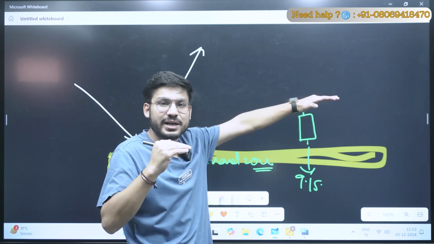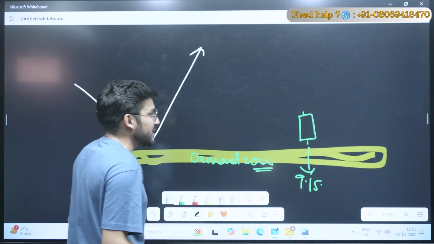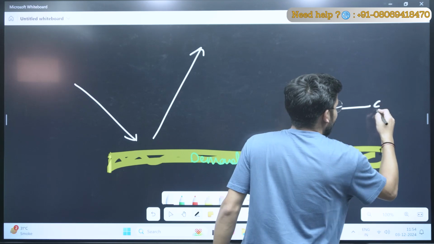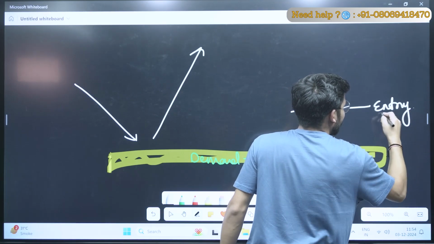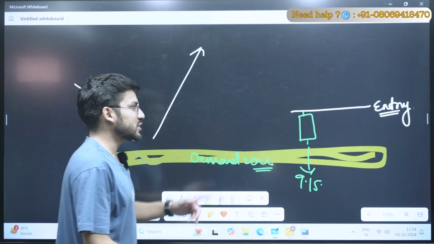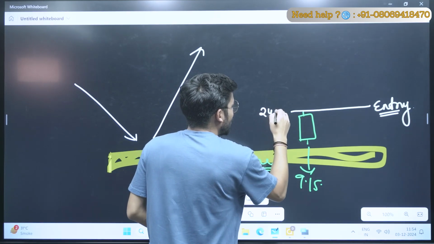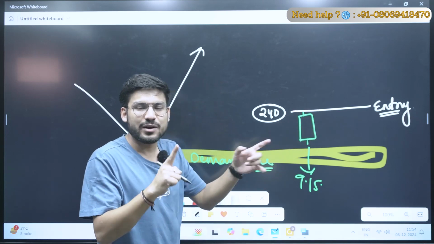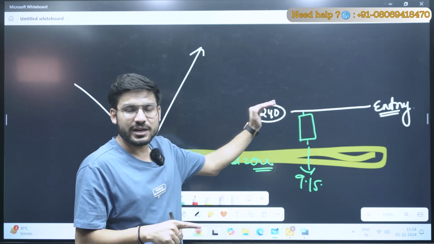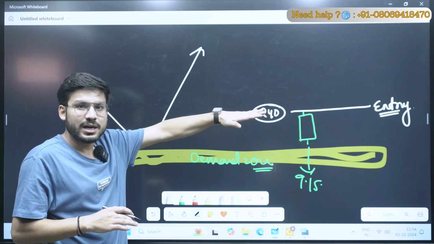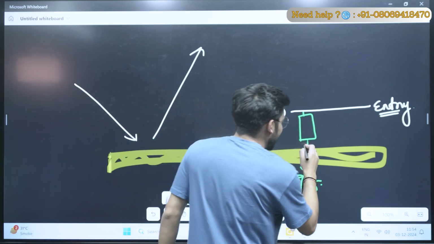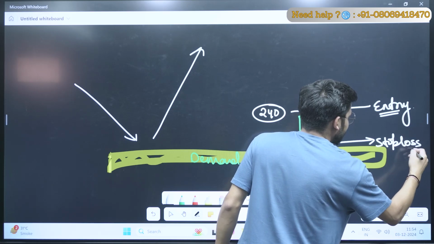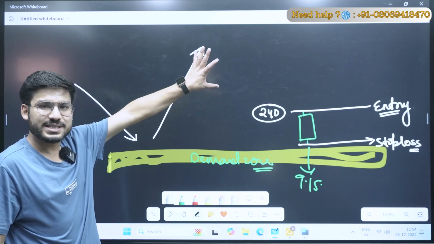Now I have to time my entry. For that, I will mark the high of this candle, and this high of the candle will be my entry point. Suppose the high of this candle is 240. Whenever the market crosses 240, that will be my entry point, so I will take entry on this value. I hope the concept is clear. For the stop loss, I will make the low of this candle my stop loss. So this is for the buying scenario.